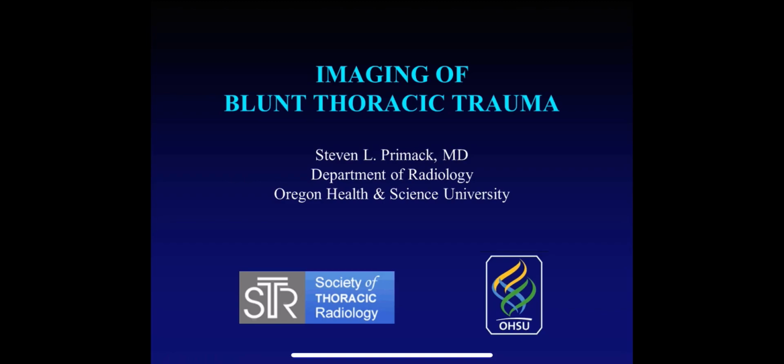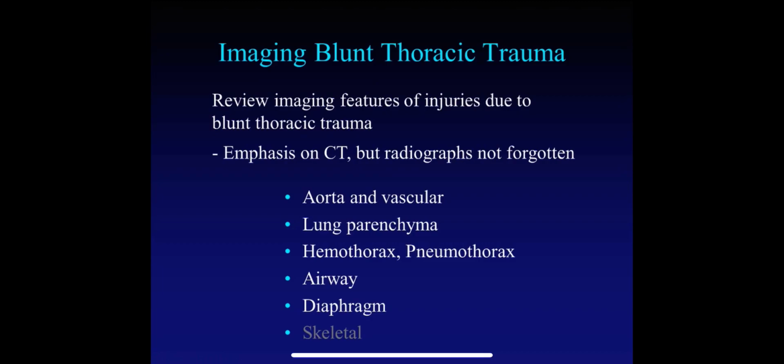This talk will focus on blunt thoracic trauma. I have no relevant disclosures. In this talk, I will review the imaging features of injuries due to blunt thoracic trauma, while the emphasis will be on CT findings. Pertinent radiographic findings will also be discussed. The talk will be divided into the sections listed below. Due to time restraints, I will not be able to cover skeletal trauma in this presentation.